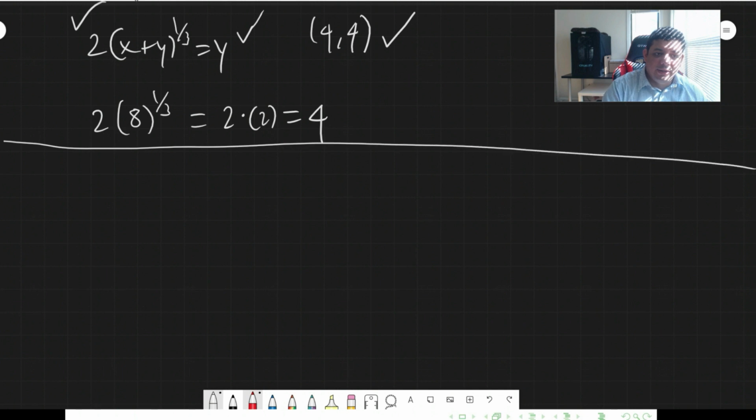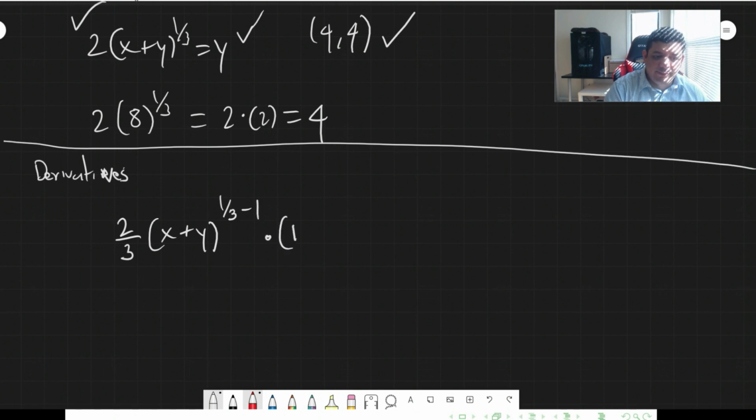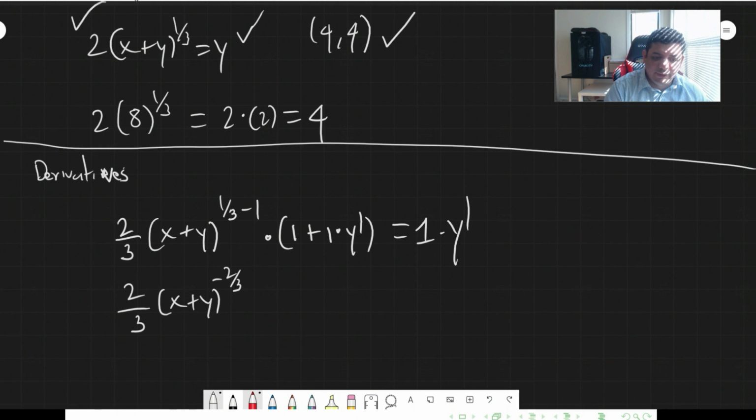Okay. Now we take the derivative to find the slope. And this is a chain rule, of course. So we have 2/3 times (x plus y) to the 1/3 minus 1, times 1 plus 1 times y prime, and that equals 1 times y prime on the other side. Now this is going to be 2/3 times (x plus y) to the minus 2/3, times (1 plus y prime).